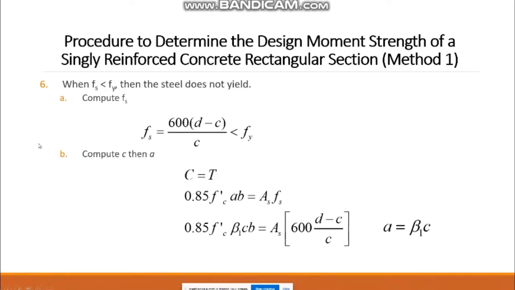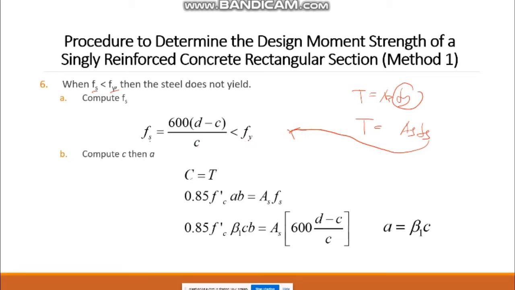Pag ang imong Fs is less than Fy. Since we cannot directly use atong formula ng atong T is equals to A as Fy, so kukumputon muna niya siya nato, no? So, since dapat ang atong formula is equals to A as Fs, so dapat kukumputon yung formula sa Fs, no? Ito yun. Compute sa Fs, the formula is 600 times D minus C all over C. Okay, actually this is coming from 0.003 times 200,000. So this is the formula. You have to verify whether your Fs is less than Fy.